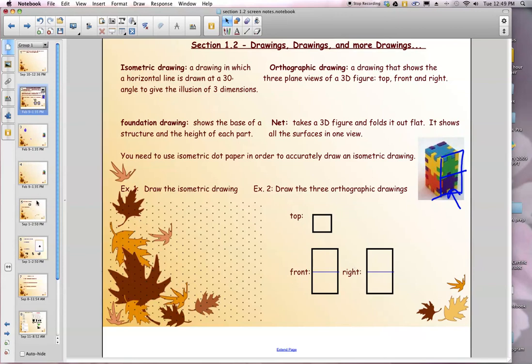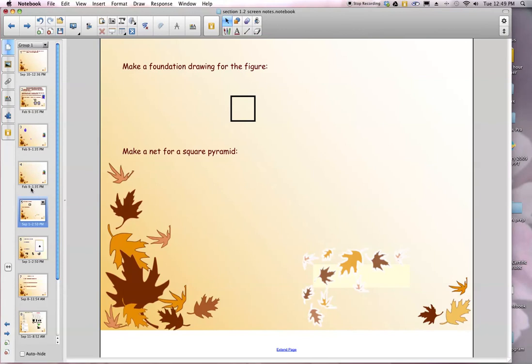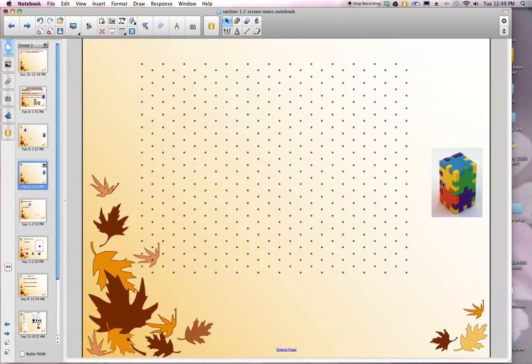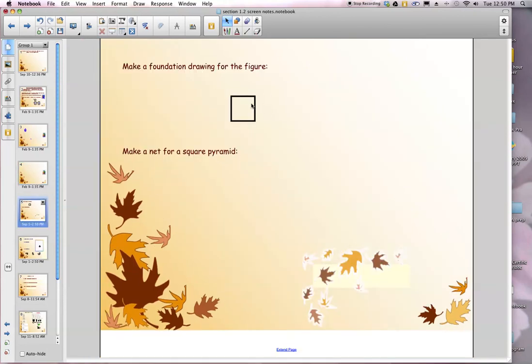Foundation drawings. If I was going to look at it from a foundation standpoint, all I would do is look at it and say, okay, what shape is it on the bottom? What shape is this picture on the bottom? And you would answer a square. So I would make a square, and then inside the square you write the number of how tall it is on that square. It's 2 cubes tall, so I would simply put a 2 inside the foundation shape. So it was a square shape, and it was 2 units tall, so that's a foundation drawing.